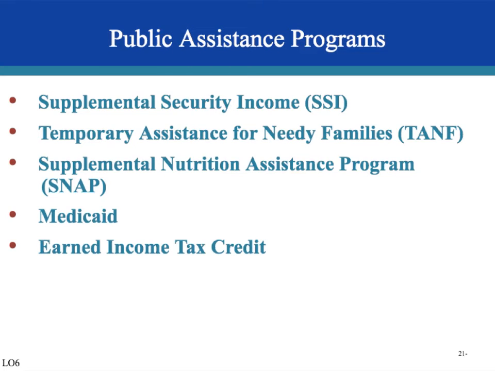And then Medicaid provides medical insurance to low-income households. And then the earned income tax credit is given to low-income earners. With this, it reduces the total amount of taxes owed, or in some cases, they actually get money back. If the credit is greater than their tax liability, then they'll receive a cash payment as well.